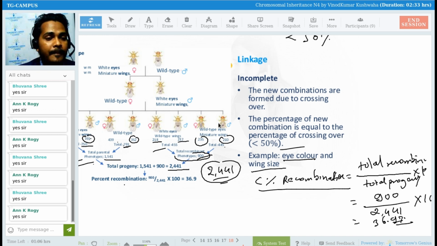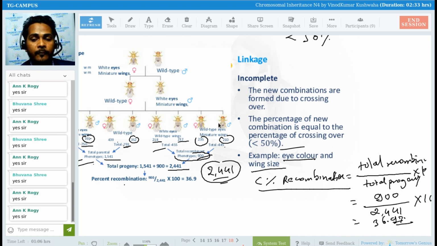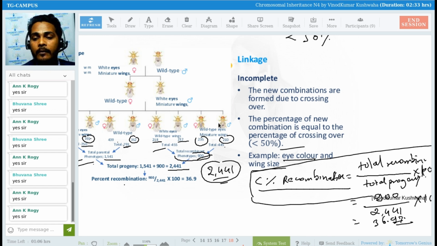Is this clear? So you have to remember the formula: percentage of recombination is equal to total number of recombinants upon total progeny multiplied by 100. Why 100? Because we are calculating the percentage, so we always multiply by 100. This is the formula which you need to remember to calculate the percentage of recombination. Yes, is this clear about incomplete linkage?